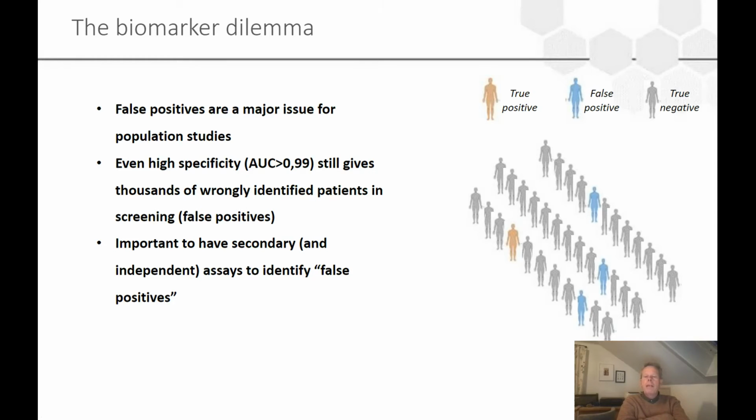So this means that if you want to move into the clinical arena, I think it's absolutely essential that you have secondary and independent assays to identify the false positives, then rule them out. So you can then focus on the true positives, identify those and start treatment maybe before you have symptoms, actually. That would be ideal.